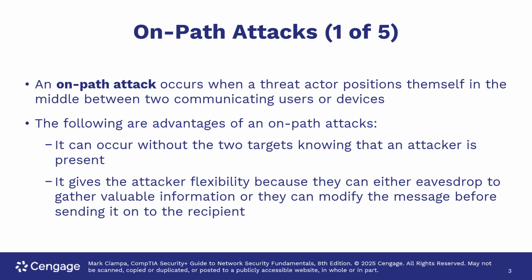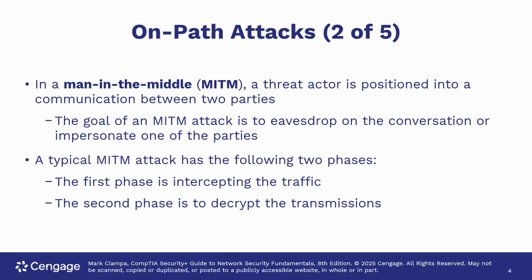Okay, so we'll start off with what's called an on-path attack. An on-path attack occurs when a threat actor positions themselves in the middle between two communicating users or devices. The following are advantages of an on-path attack. It can occur without the two targets knowing that an attacker is present. It gives the attacker flexibility because they can either eavesdrop to gather valuable information or modify the message before sending it on to the recipient.